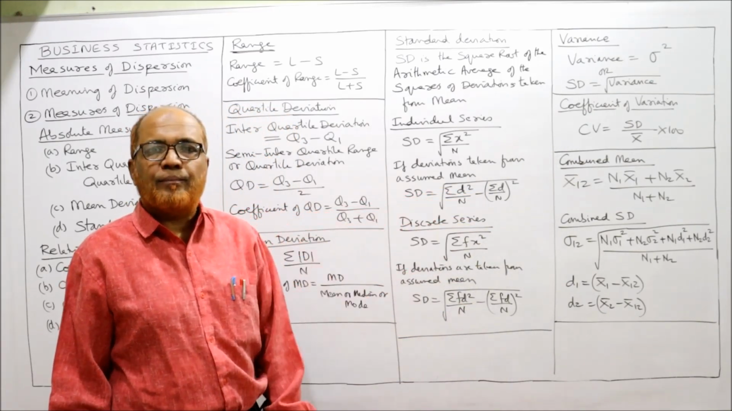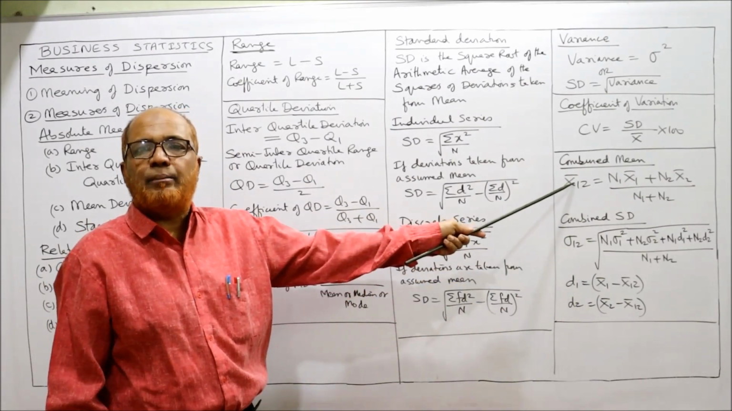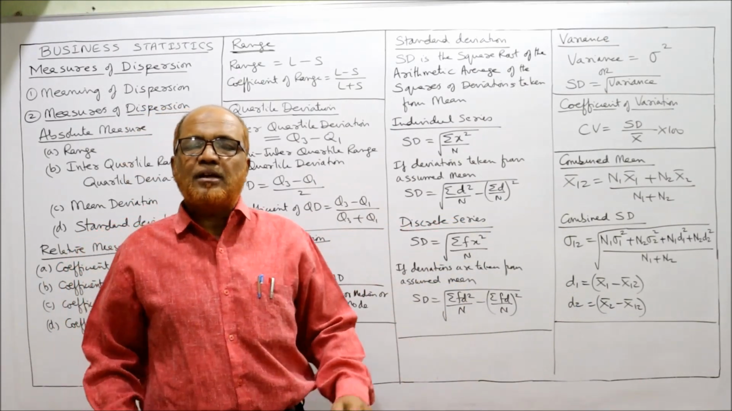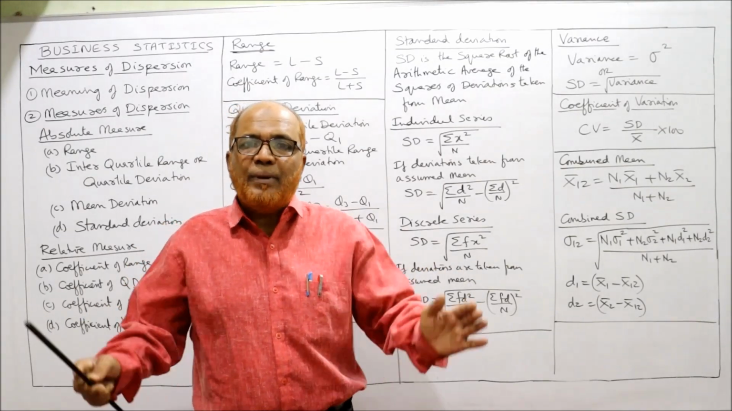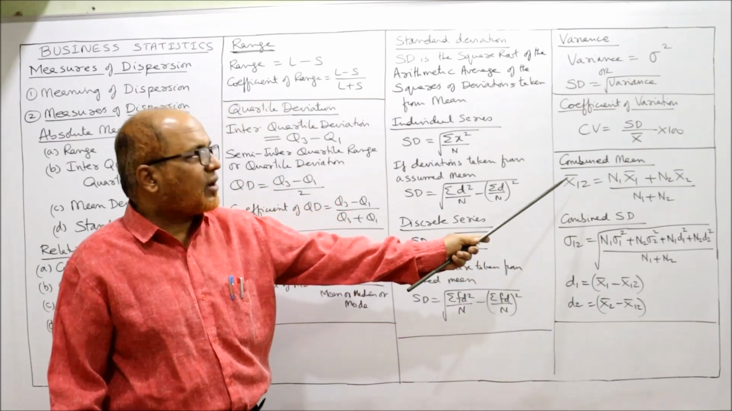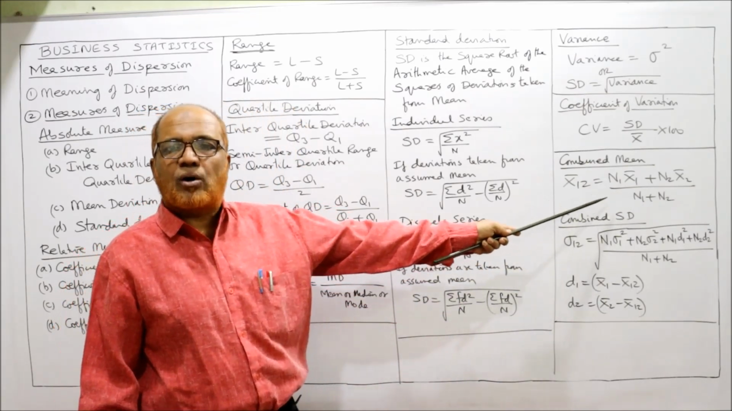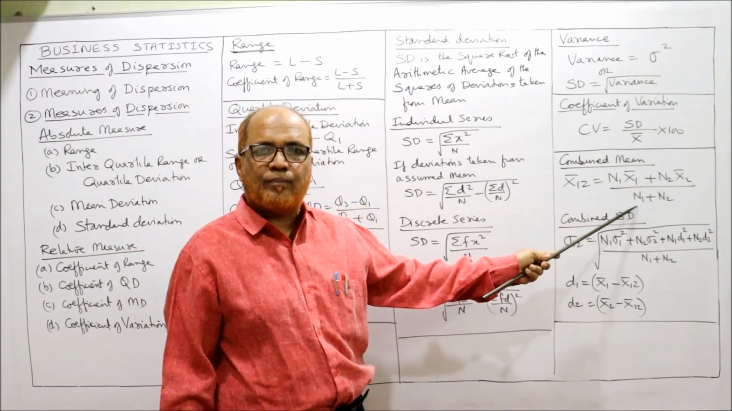Now combined mean and combined standard deviation. To find the combined standard deviation, we need the combined mean. The mean of two groups is called the combined mean. The formula for combined mean, x bar 12, is equal to n1 x bar 1 plus n2 x bar 2 divided by n1 plus n2.